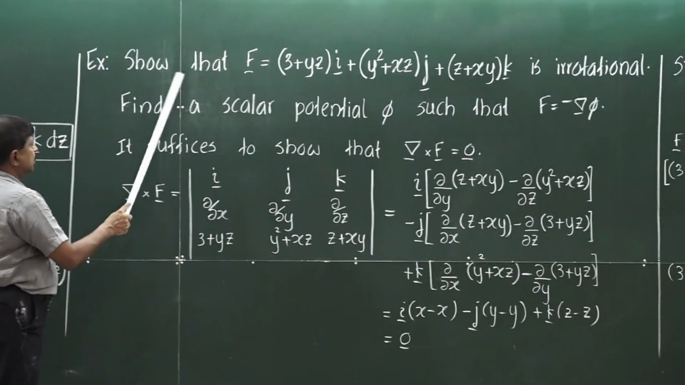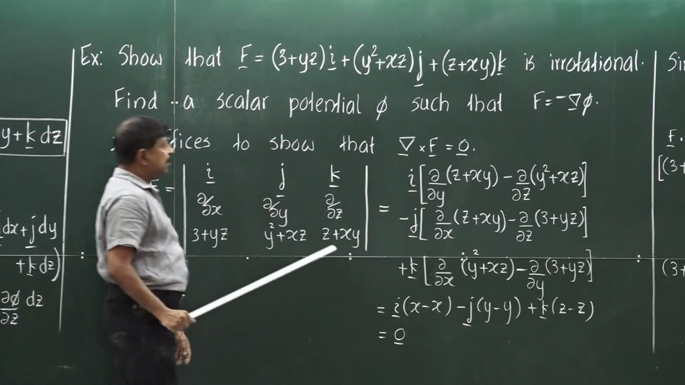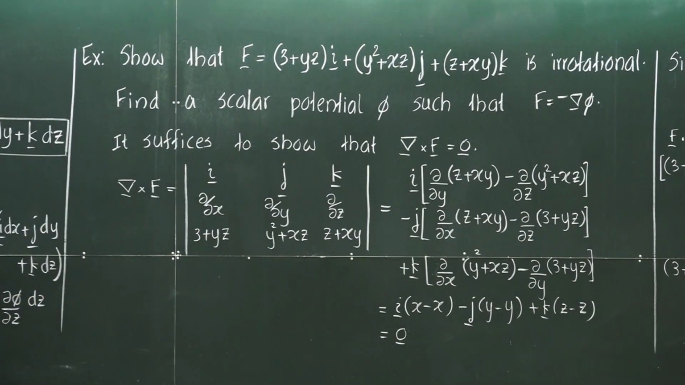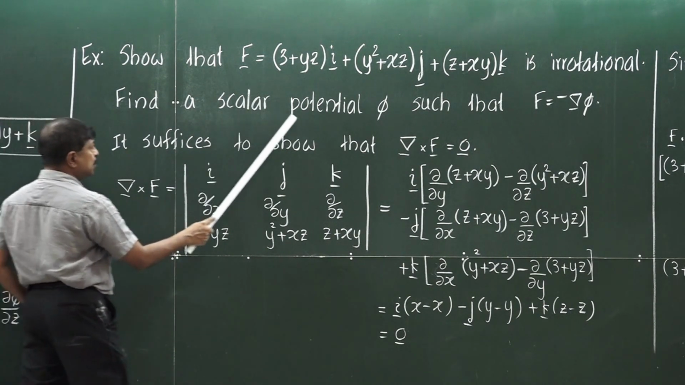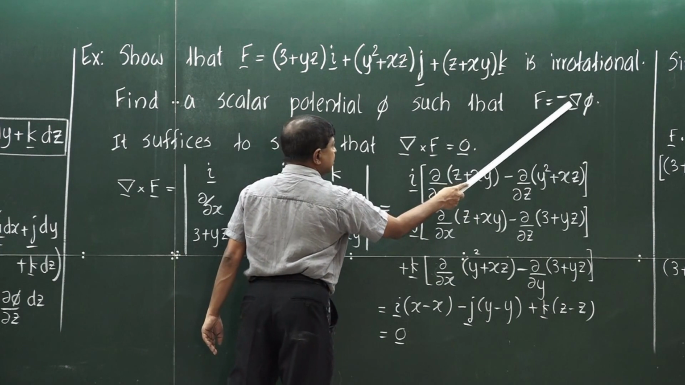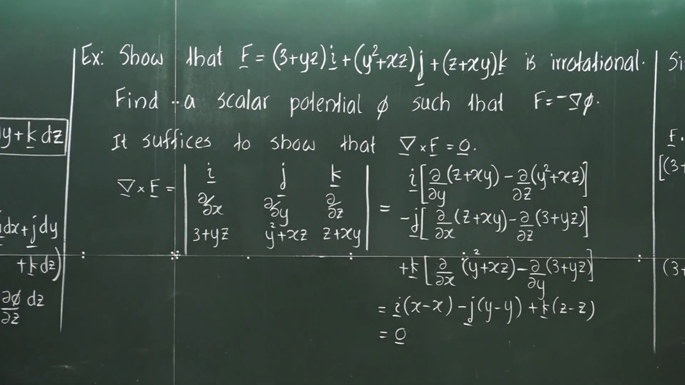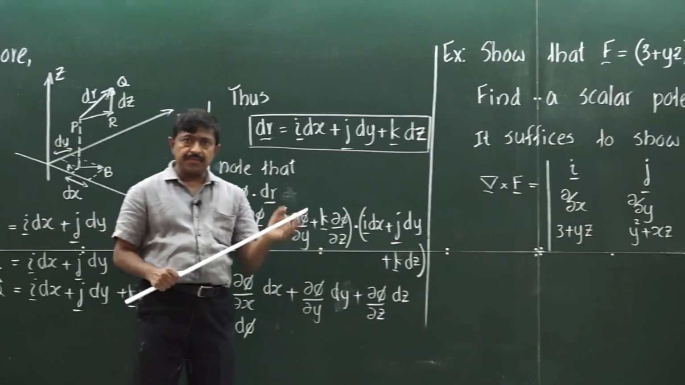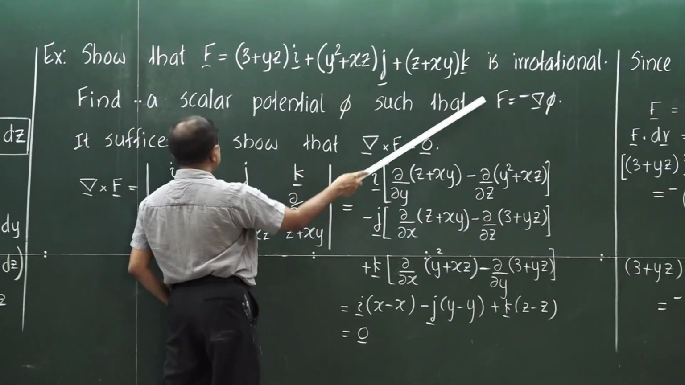Now, we will consider this vector field and we have to show that it is irrotational. That means we have to show that its curl is 0. Then you have to find a scalar potential phi such that F is equal to minus grad phi. We saw the relationship between the vector field and the potential function in a previous video. So, that is that relationship.